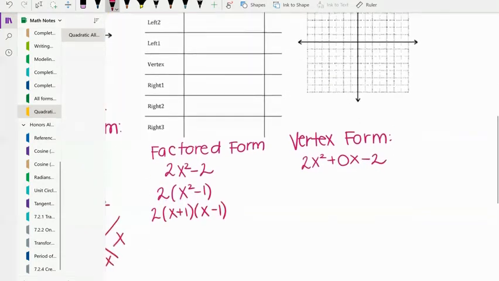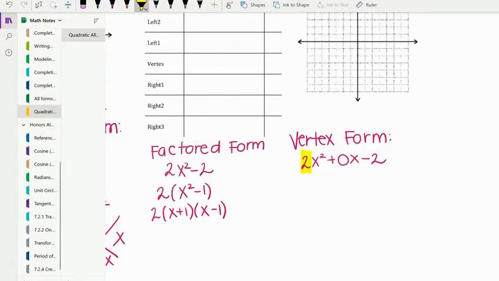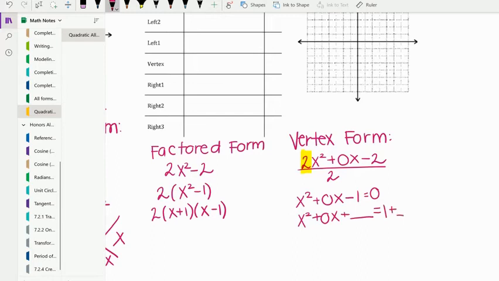So remember, when we complete the square, the a value, which is right here, has to be 1. Well, in this case, it's not. So we're going to go ahead and take out a 2. And we'll have to remember that we did that. So we get x squared, and then we will get plus 0x minus 1. Okay, so from here, I'm going to go ahead and set this equal to 0. So we'll get x squared plus 0x plus blank equals 1 plus blank.